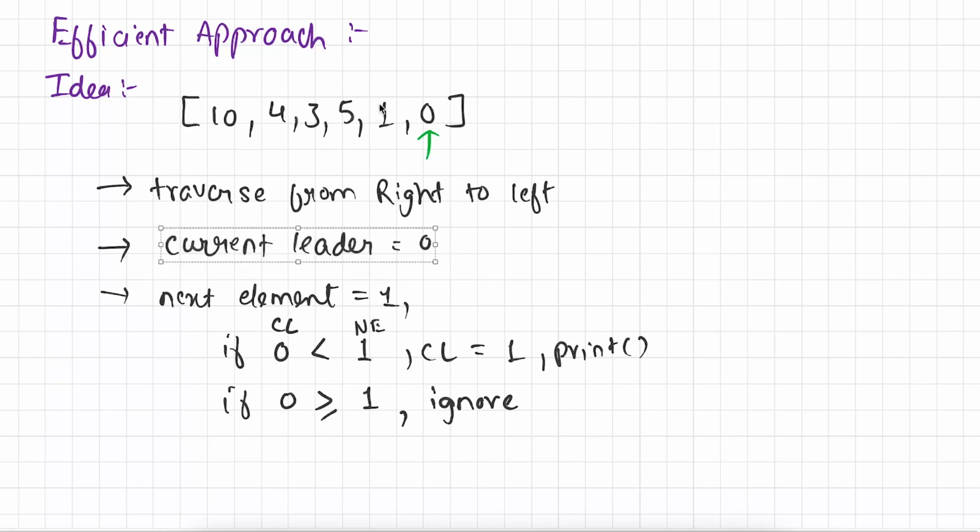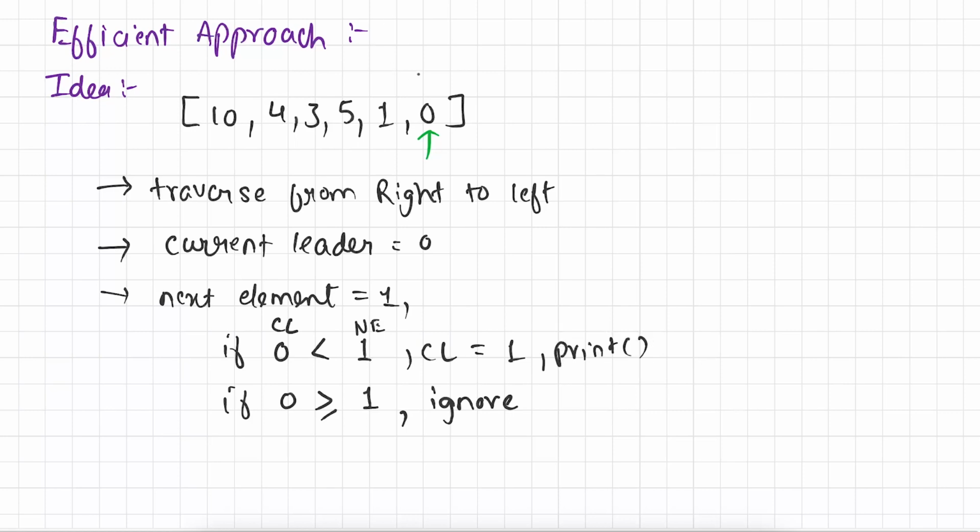Next we are going to traverse this array from this number to 0. And in each iteration, we keep track of the current leader. So for example, if we get number 1, we check whether our current leader is smaller than 1 or not, meaning 0 is smaller than 1 or not. Obviously 0 is smaller than 1. It means we have to update our current leader. So we update the current leader to 1 and we print it on the screen. And if the current leader is greater than or equal to the number, then we have to simply ignore it.